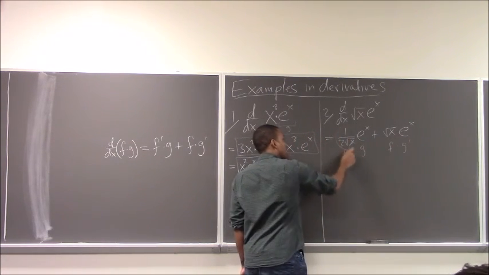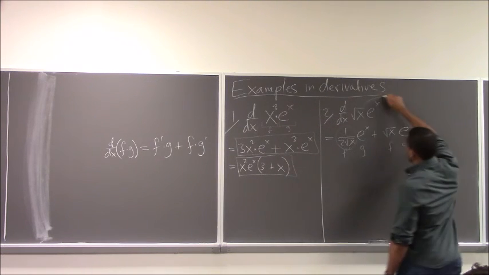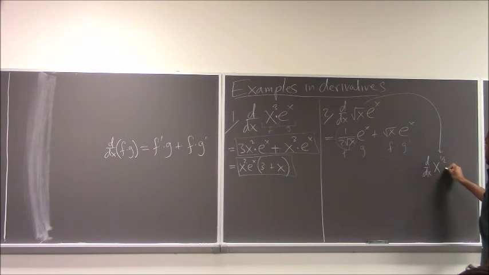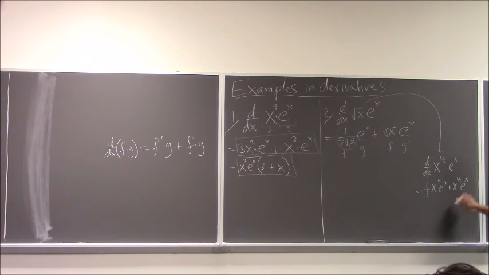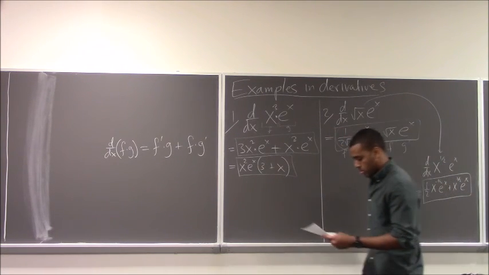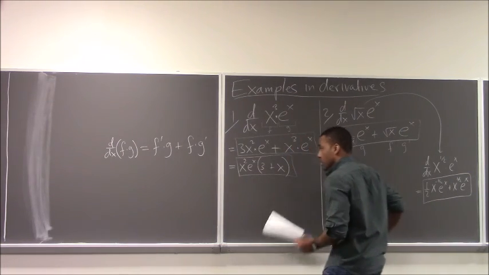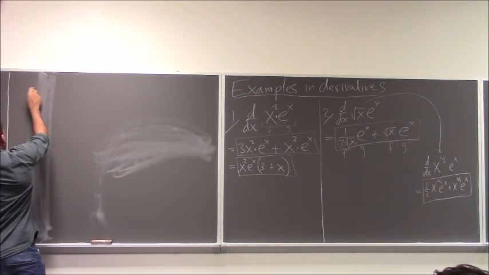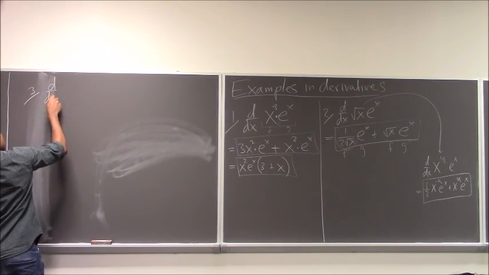If you forgot that, it's no problem, because you could just think of this as x to the 1/2 times e to the x. And then you apply the power rule. So this is 1/2 x to the minus a half e to the x plus x to the 1/2 e to the x. And it's the same. So either of these. Great.